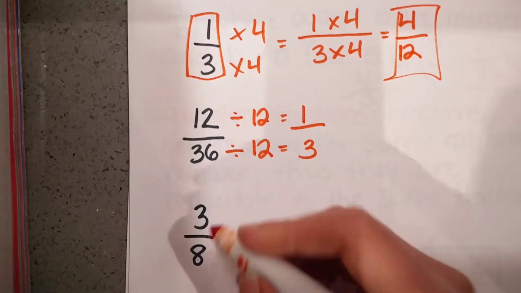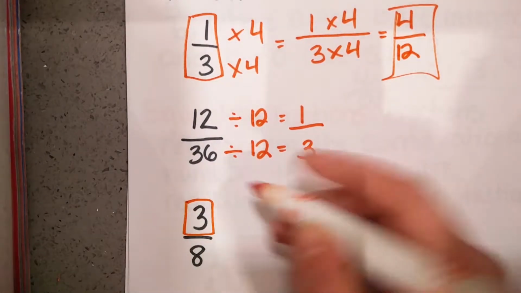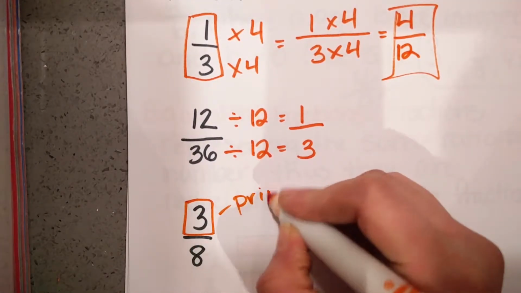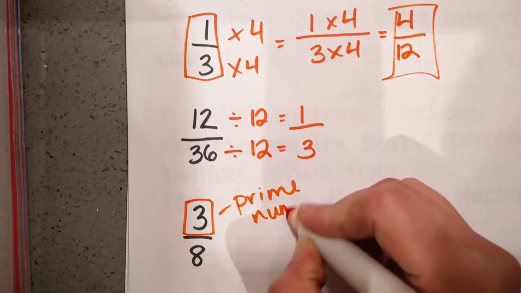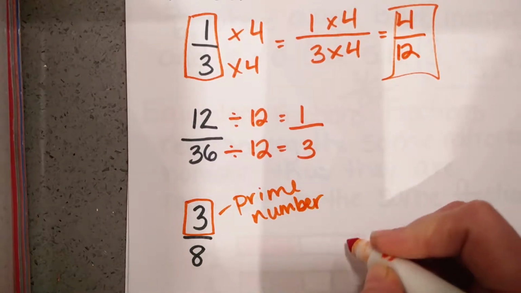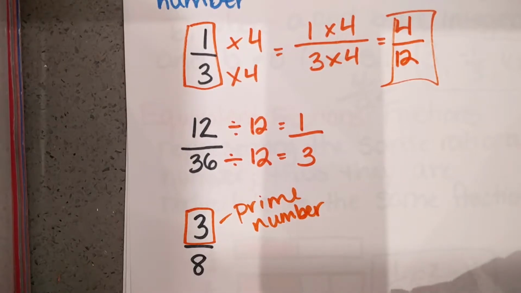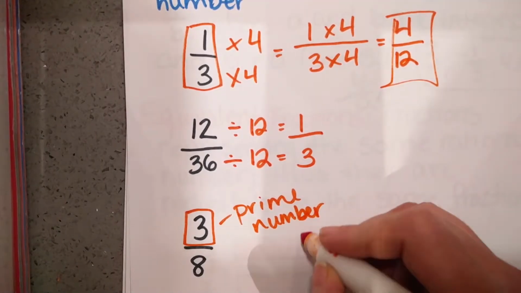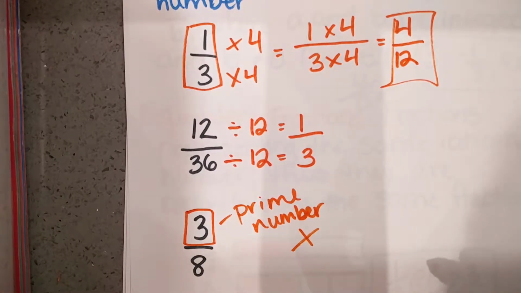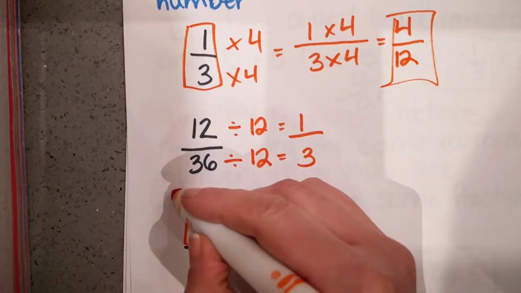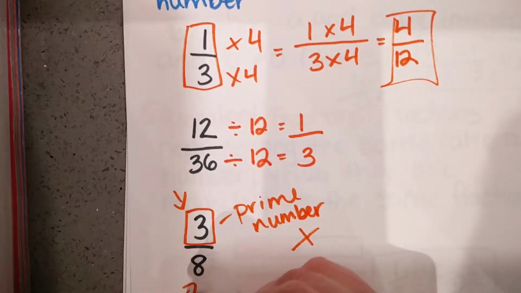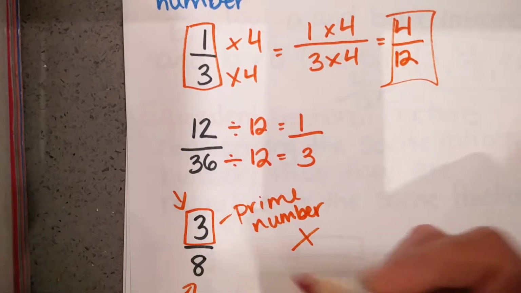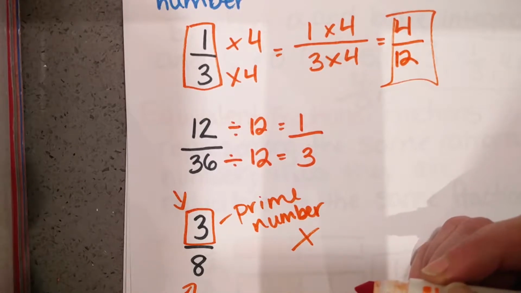3/8. Well, if I look at the 3, right away I think prime number. When I see prime number, that tells me that I can actually divide no more. So in order to find an equivalent for 3/8, I'm going to have to do some multiplying. And it doesn't really matter what you multiply by, as long as you multiply both the numerator, that's the top number here, and the denominator by the same number, you're going to get an equivalent fraction.